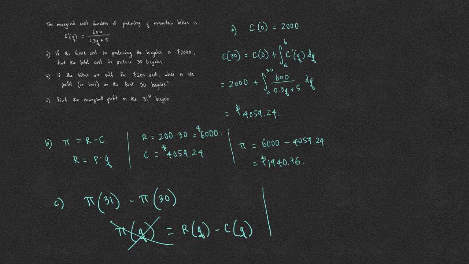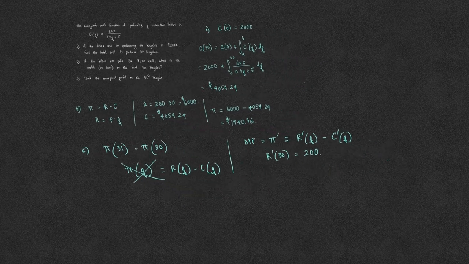Observe that the marginal profit MP, or pi prime, is R prime of Q minus C prime of Q, where R prime of 30 is 200. How do we know that R prime of 30 is $200? This is the revenue, or the dollar amount we obtain per one additional bicycle. The revenue is $200 for each bicycle.